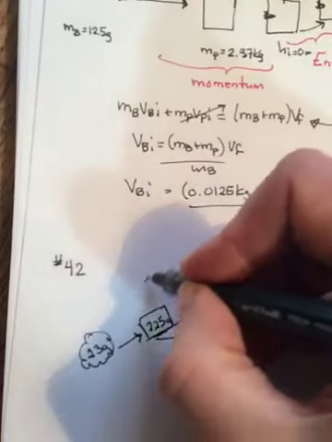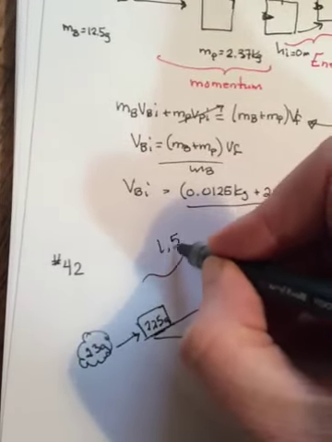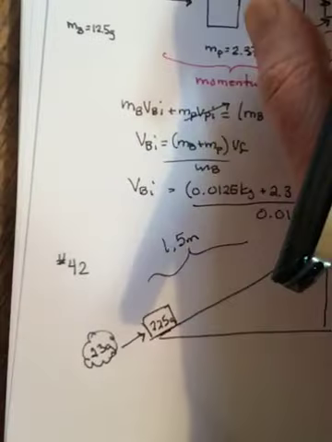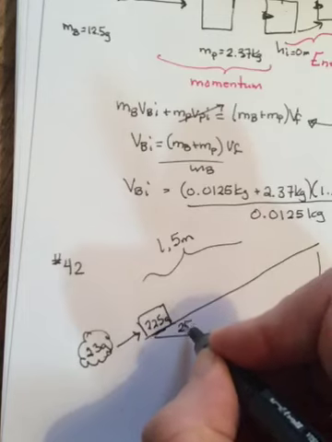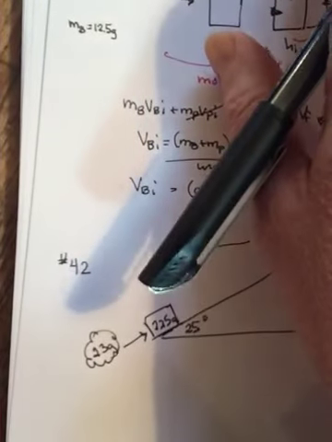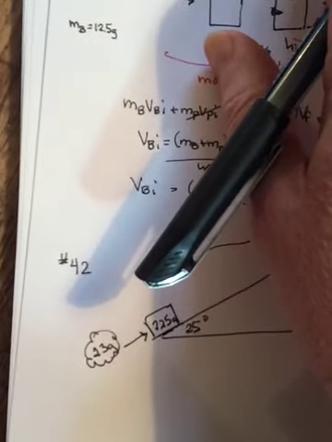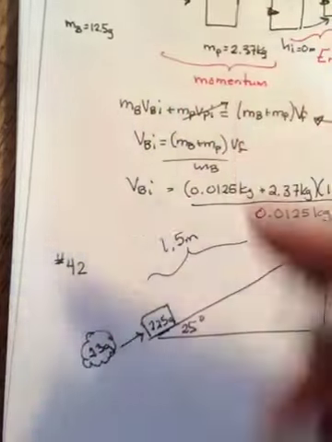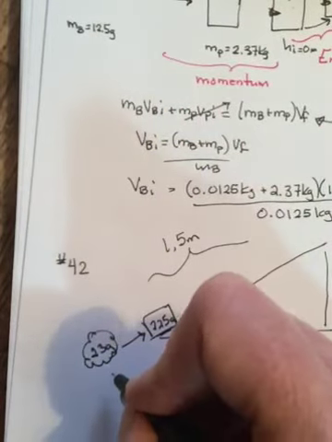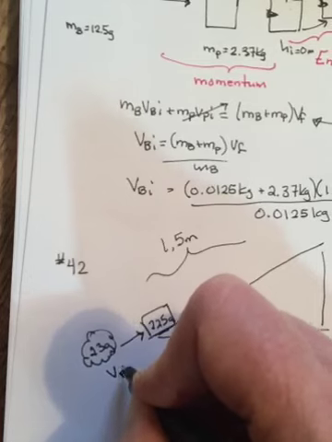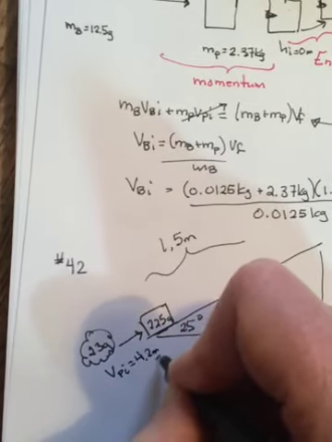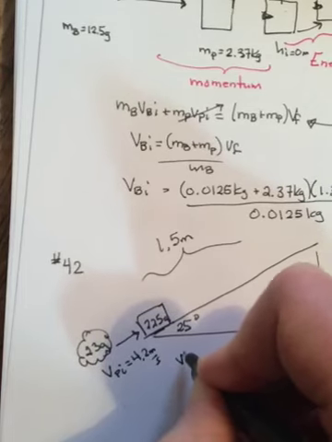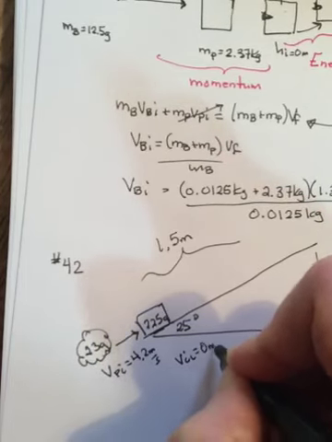The whole track itself, this whole thing is 1.5 meters long, and we'll come back and use that later. And it's angled at 25 degrees. The putty is traveling 4.2 meters per second parallel to the track when it strikes it. So when you throw it along the track, V of the putty initial is 4.2 meters per second, and V of the cart initial is 0.